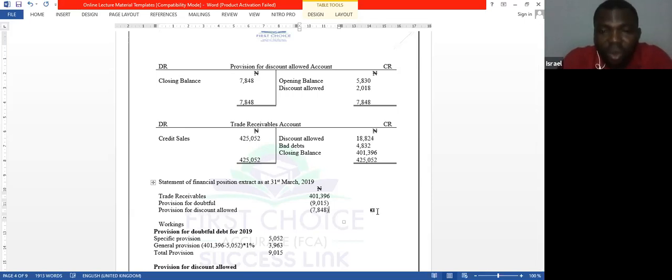So the balancing figure, if you do 401,396 minus 9,015 minus 7,848, that should give you a total of 384,533. Then once they are done with that, it means you have answered the question.